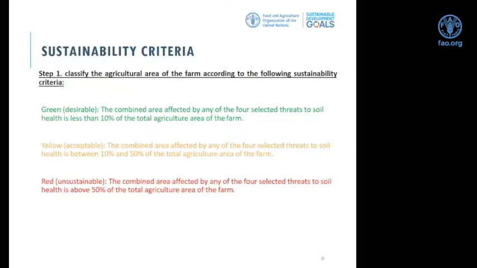So if one or more than one problem exists at the farm level, and the combined area affected by one or more of these threats is less than 10% of the total agriculture area of the farm, then it's classified as green. If the combined area affected by the four threats to soil health is between 10 to 50% of the total agriculture area of the farm, then it's classified as yellow. And if the combined area affected by any of the four selected threats to soil health is above 50% of the total agriculture area of the farm, then it's highlighted as red.